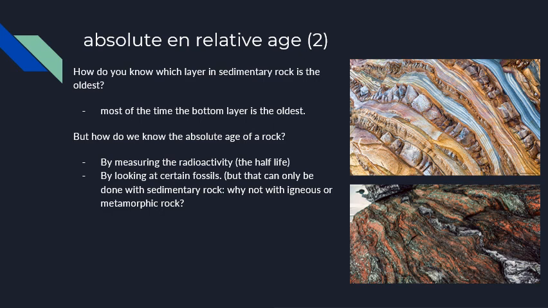That helps a lot. But you can look at certain types of fossils as well. If you find a typical guide fossil inside a layer of sedimentary rock, it tells you enough, because we know at what point in time a certain kind of animal lived. But you cannot do that, of course, with the igneous or metamorphic rocks, because there are no fossils inside it. So in that case you have to look at the radioactivity or half-life.